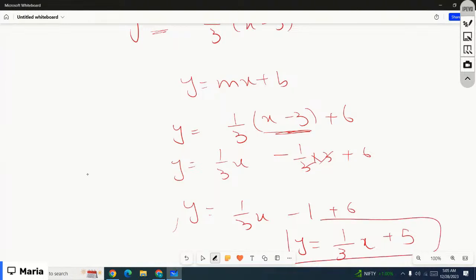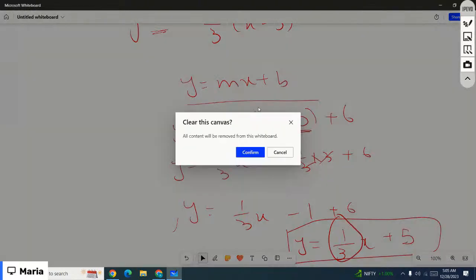See, now you have the equation in the form y equals mx plus b, right? Just equate both the equations. So m equals 1 over 3 and b equals 5. Got it? So that's how you have to solve the equation for y. Let's start with the practice questions.